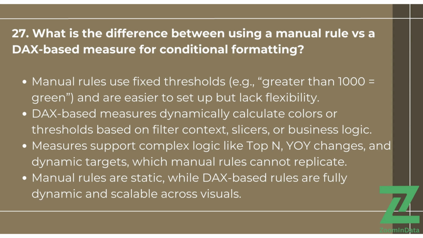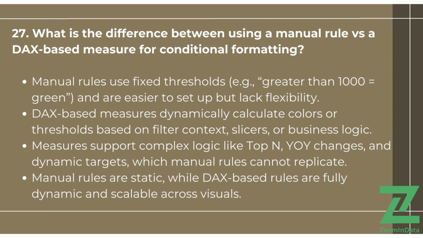Manual rules use fixed thresholds. For example, value greater than 1000 gives green color. These rules are simple to set up, but they do not change automatically when slices or filters change.